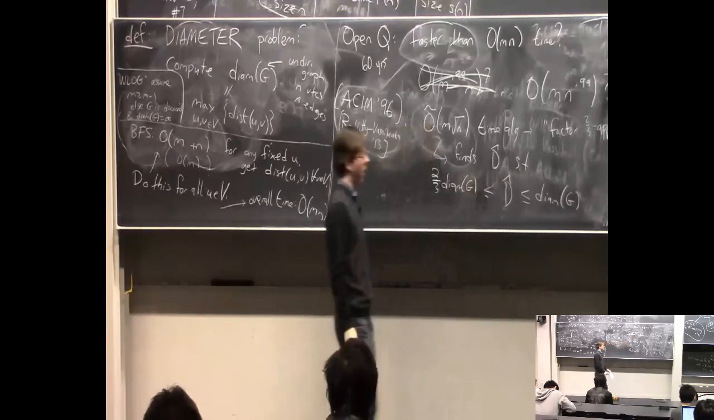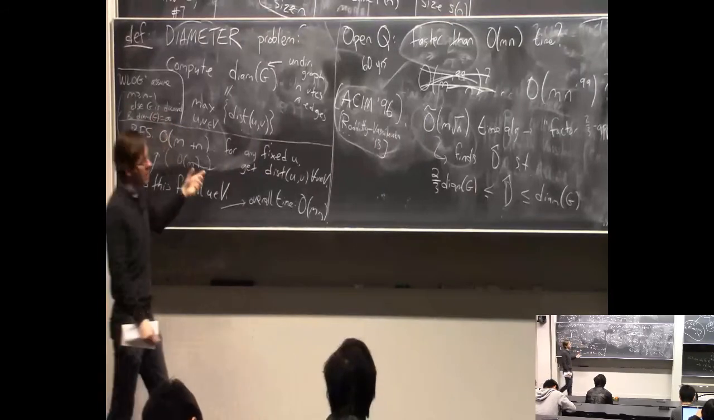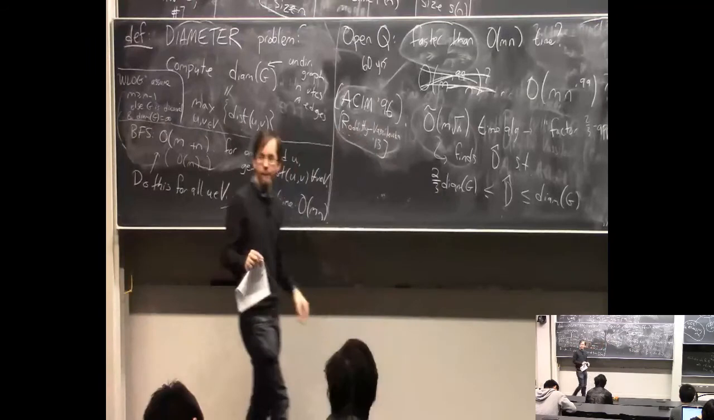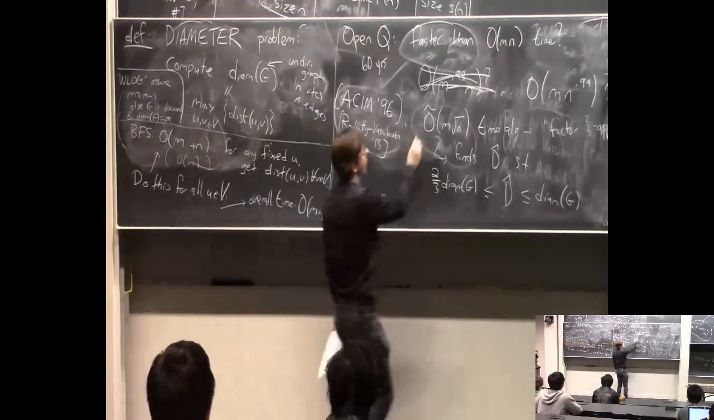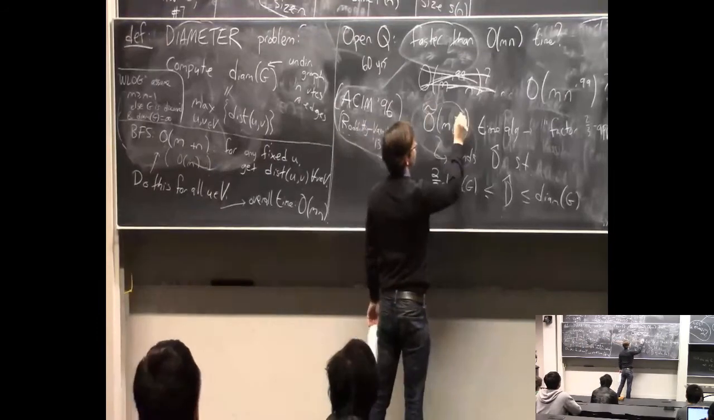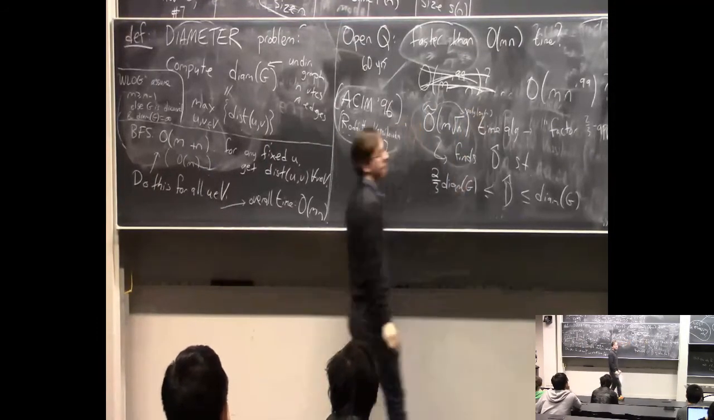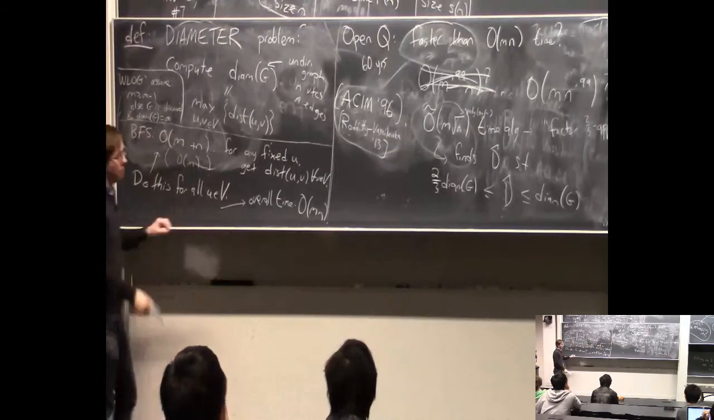Okay, so it doesn't find the exact maximum distance between any two vertices, but it finds some number which is within a factor 2/3 of the maximum distance. Yep? Tilde on O is hiding the polylog? Yeah, this means there are actually polylog n factors in here. People were pretty happy about that.